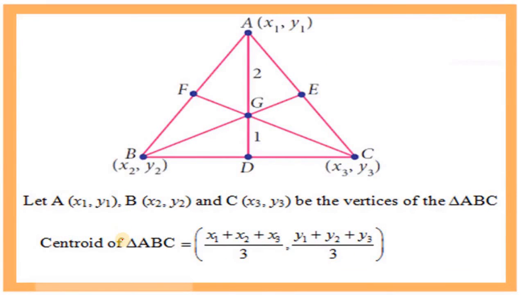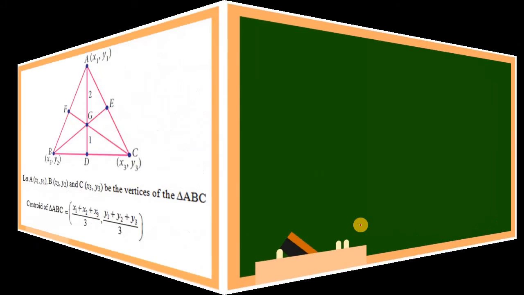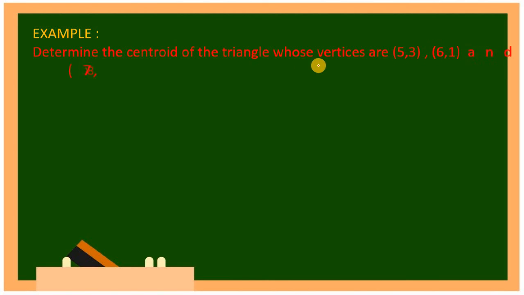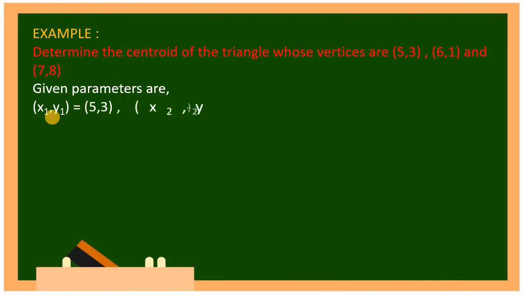So, to find the coordinates of the centroid, use the formula (x1 plus x2 plus x3) by 3, (y1 plus y2 plus y3) by 3. Now, let us see an example. Determine the centroid of a triangle whose vertices are (5, 3), (6, 1) and (7, 8). So, the given parameters are (x1, y1) equal to (5, 3), (x2, y2) equal to (6, 1), (x3, y3) equal to (7, 8).